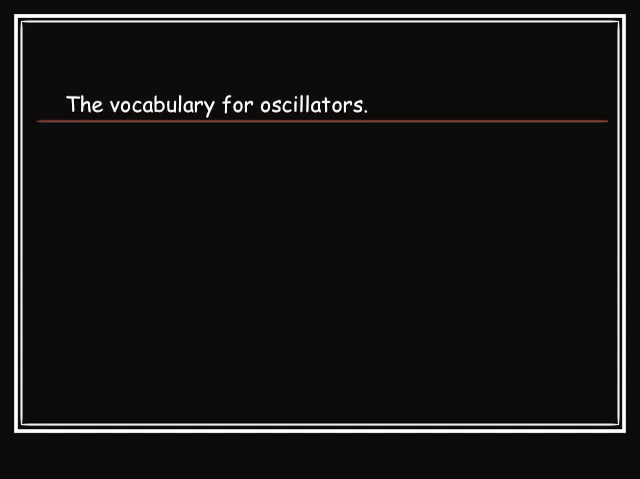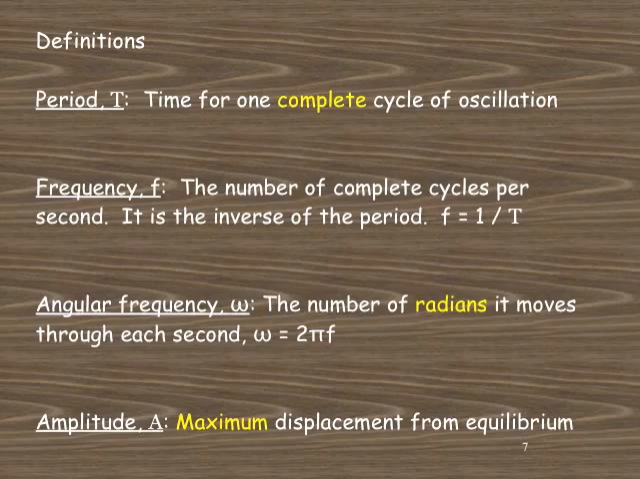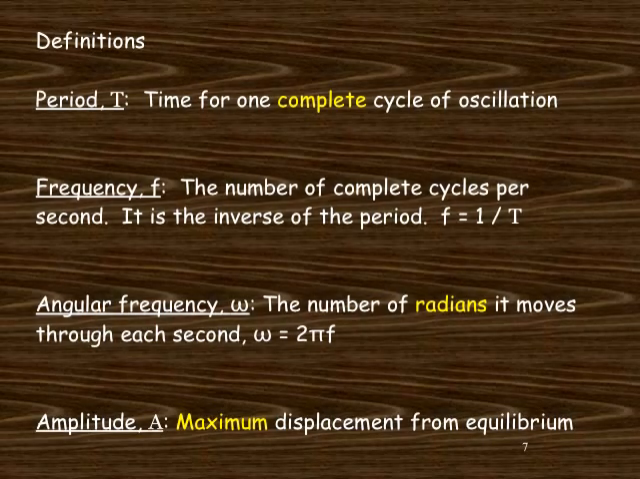Let's learn the vocabulary for oscillators. Period is the time for one complete cycle of an oscillation. You've used this before when we talked about the period of the ball on a string. Whipping a ball on a string in circular motion takes one period of time to complete one revolution or one cycle. So period is simply short for the period of time for one complete cycle, or one complete oscillation or revolution.